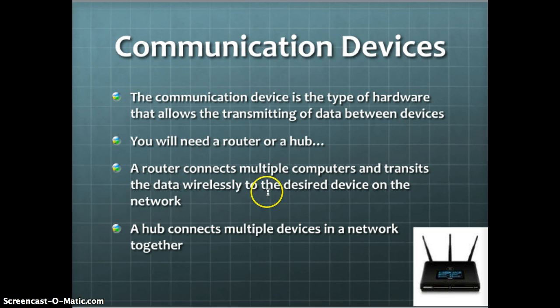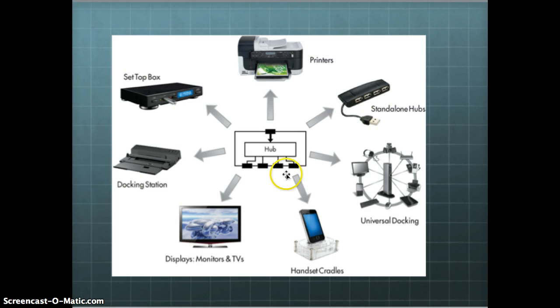A hub connects multiple devices in a network together, but they all must be in the same network. So if you want to transfer data between the nurses, the doctors, and the administrative assistants, they must all be plugged into one connecting device, such as this. This is an example of a hub. As you can see, there is one box and then many little ports that everything else can be plugged into, such as the TVs, the docking station, the printers, more hubs.